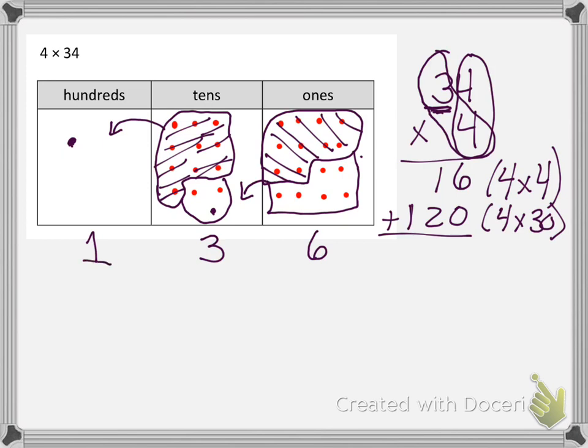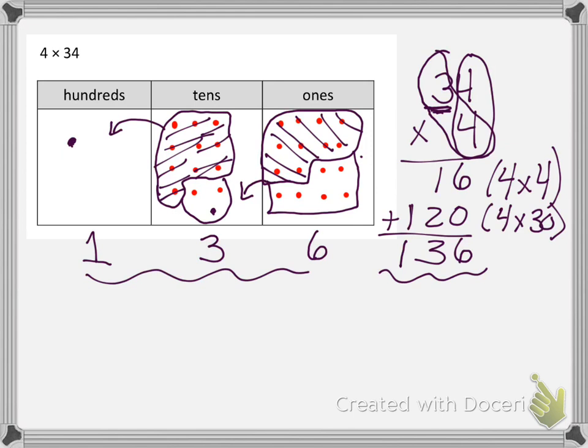So let's go back to our partial product method on the right-hand side. We have 6 ones plus 0 ones, that would give us 6 ones. We have 1 ten plus 2 tens, that would give us 3 tens. And we have 100 left, 136. So now we have a match.